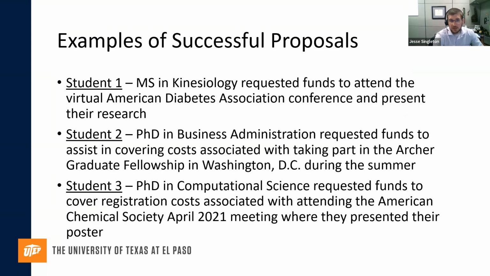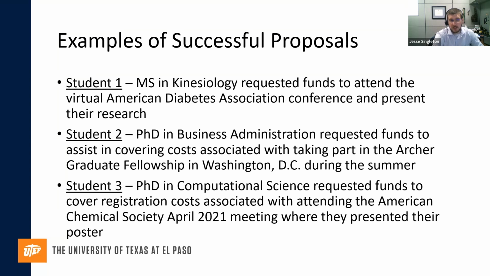So some examples of students that have been successful in applying for the travel grant. I like to always share these so you get an idea of what people are doing and how you can utilize this funding. We do have students at the master's level and the doctoral level applying and receiving this funding. It is not specific to any one program or any one level. An example we have is one student in the master's program in kinesiology requesting funds to attend a virtual American Diabetes Association conference and present their research. That was selected and funded.